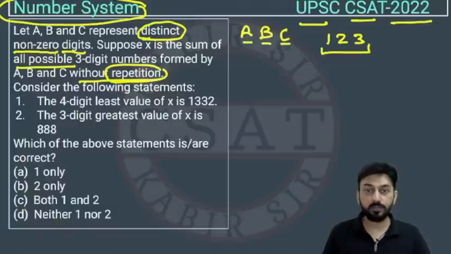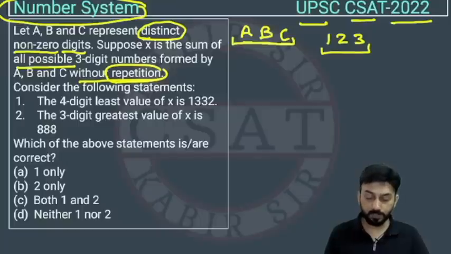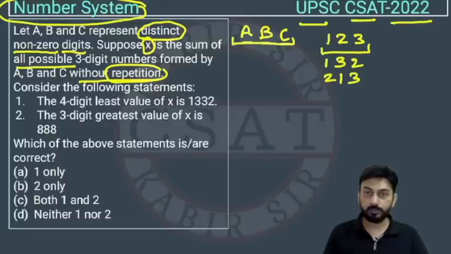Now it says suppose, with these three numbers you can form many numbers, right? So the addition of all of them, that is x. x is the sum of all possible three digit numbers formed by this, right? So their addition, like 1 2 3 is one number, then the second possibility can be 1 3 2, right. The third possibility will be 2 1 3. So all these possibilities and their addition will be x, right.